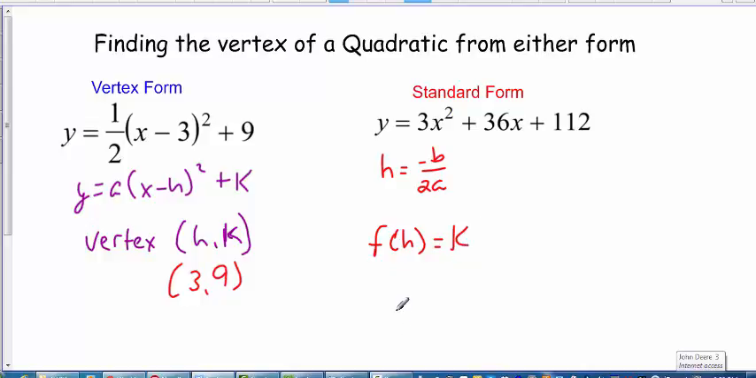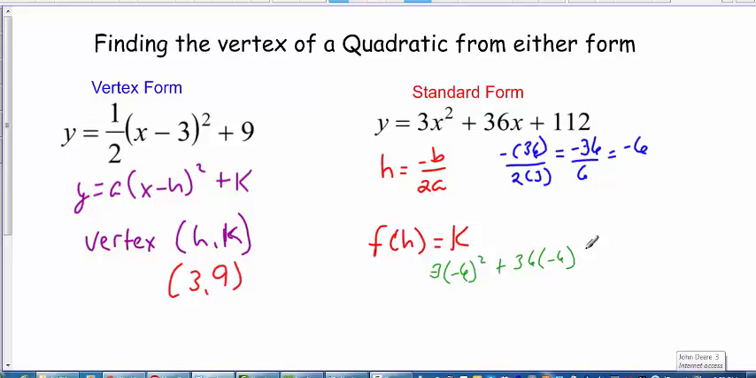Okay. If we do this one, it's going to give us, let's see, negative 36 over 2 times 3, which equals negative 36 over 6, which is negative 6. So the h value happens to be negative 6. Now, when we say f of h is equal to k, what we're meaning is we're going to take our h value and stick it into the original equation. So that's going to give us 3 times (negative 6) squared plus 36 times (negative 6) plus 112.